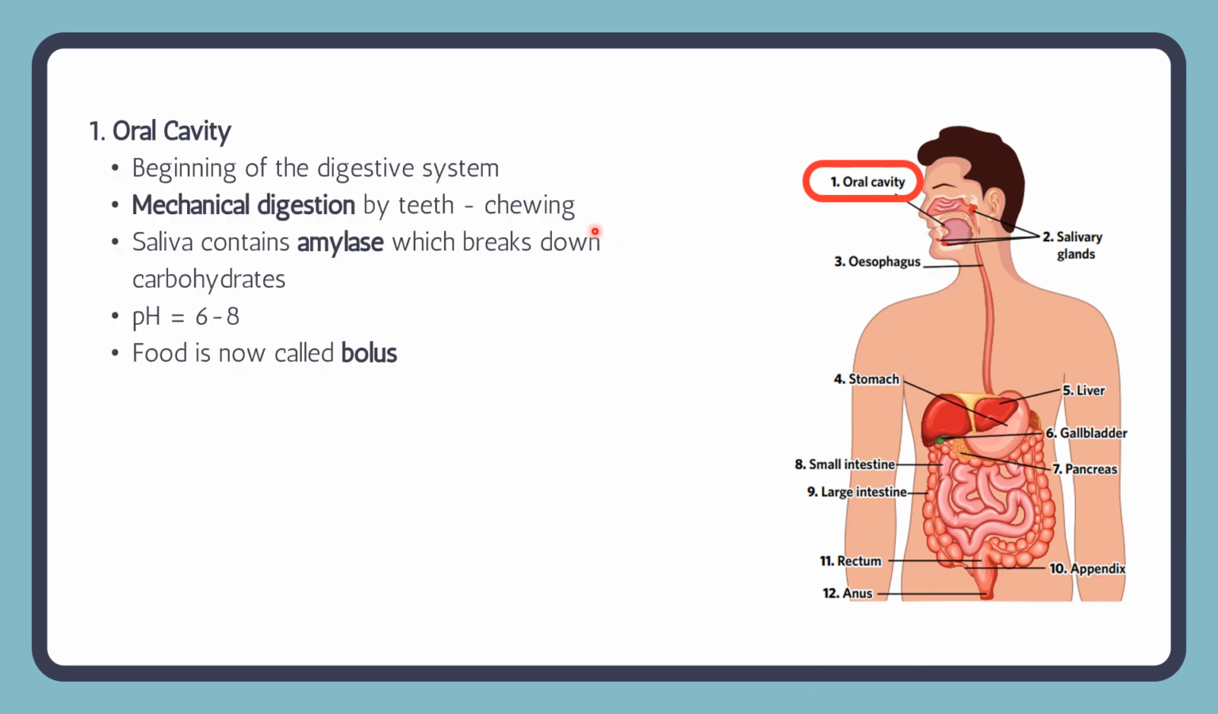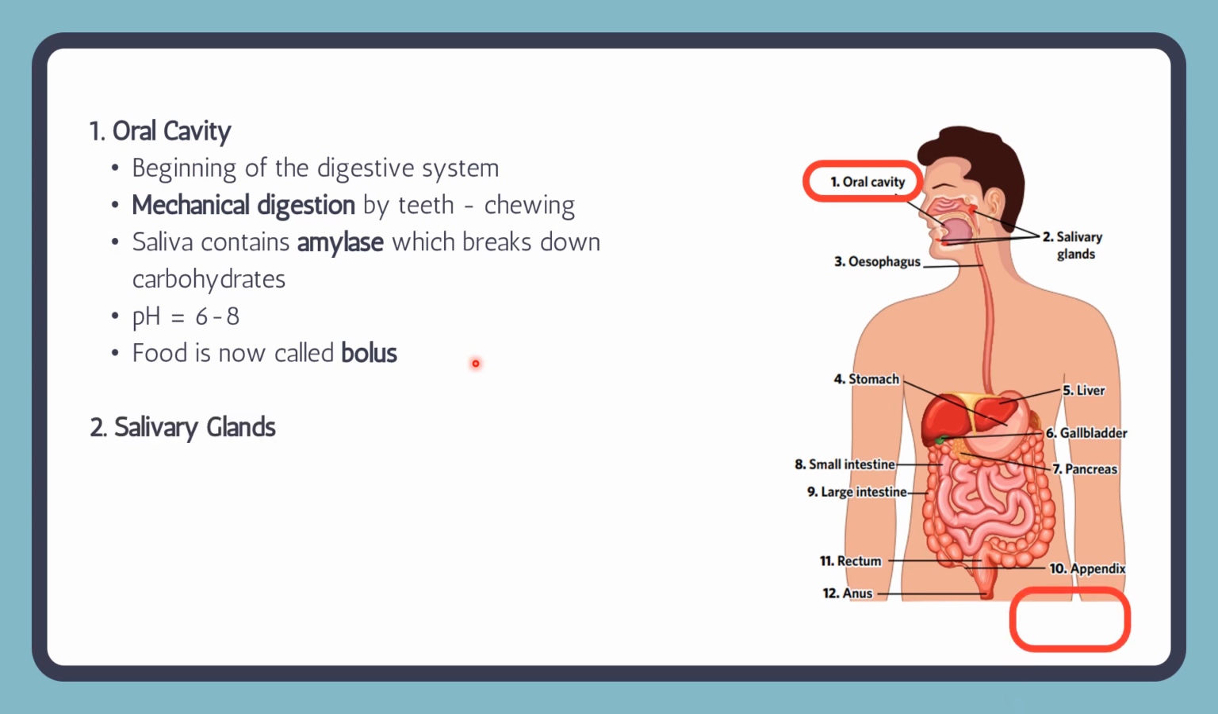So this is your mouth. It's the beginning of the digestive system. You undergo mechanical digestion with your teeth, so chewing. Saliva contains an enzyme called amylase, which breaks down carbohydrates, and has a pH of about 6 to 8. And once you've chewed your food, that food is now called bolus.